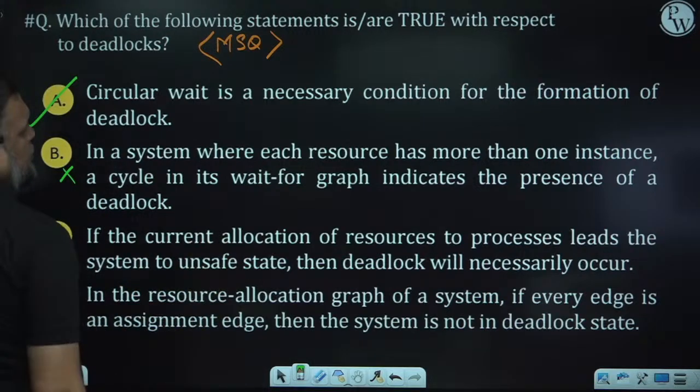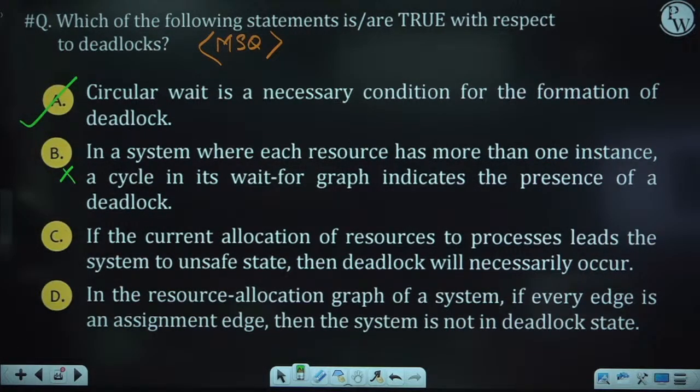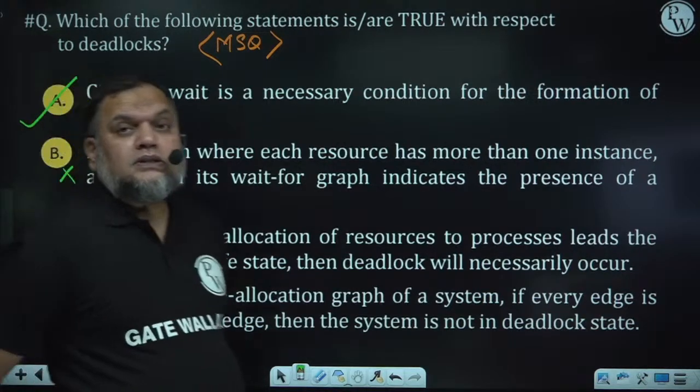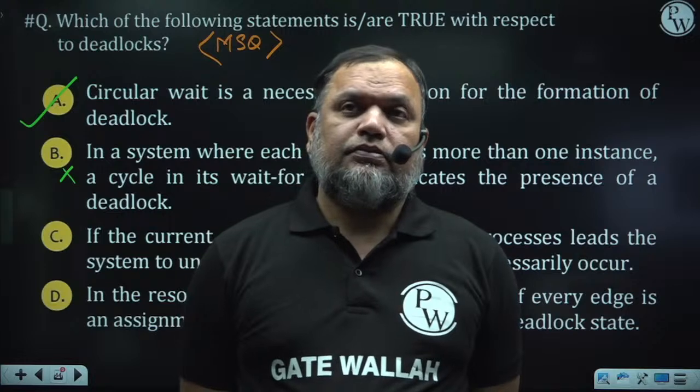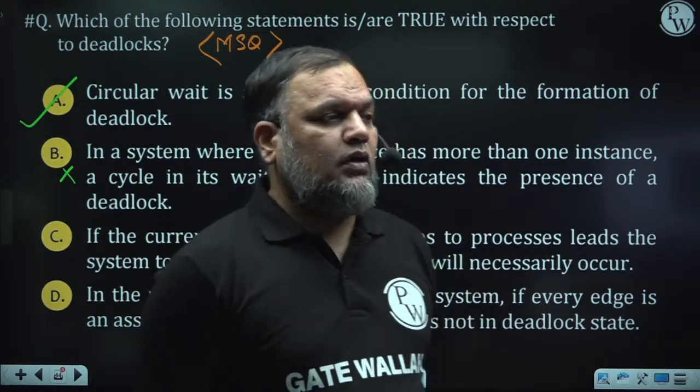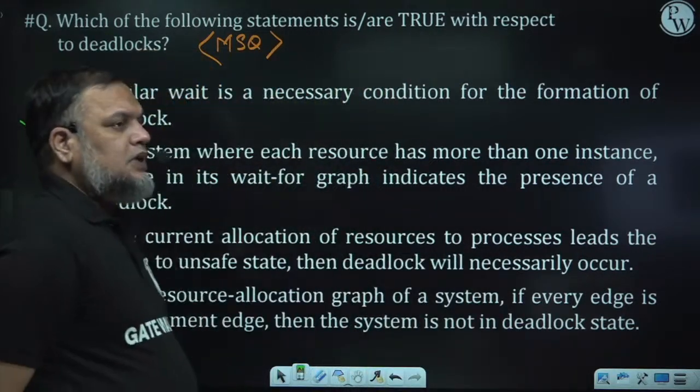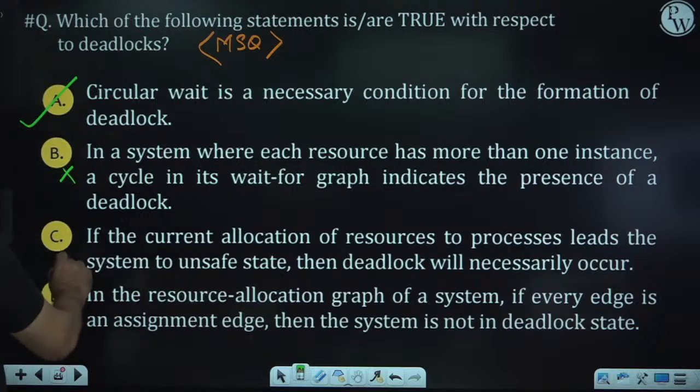If the current allocation of resources to processes leads the system to an unsafe state, then deadlock will necessarily occur. No, every unsafe state is not a deadlock, but every deadlock means unsafe. Therefore, this is not always true.